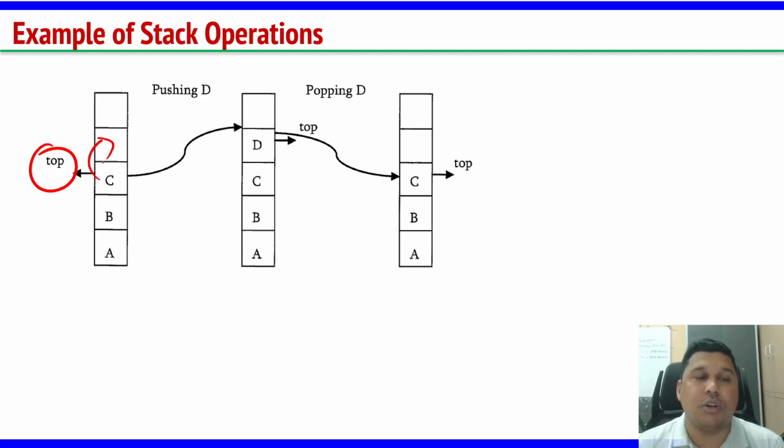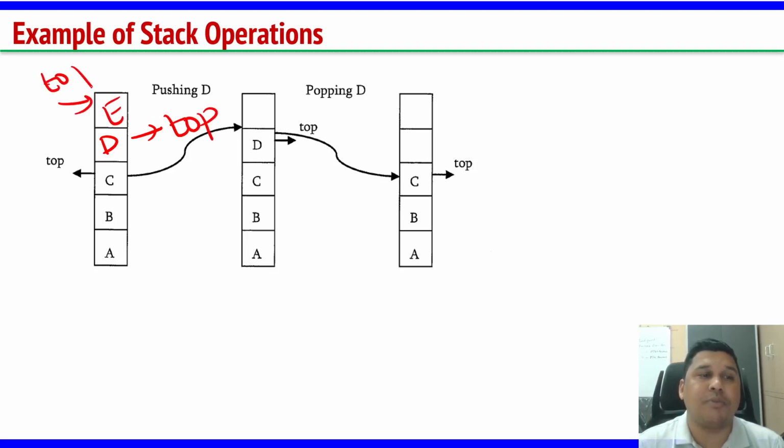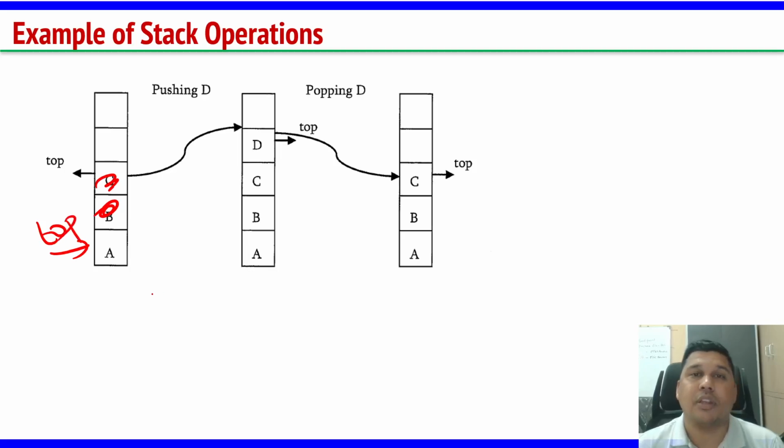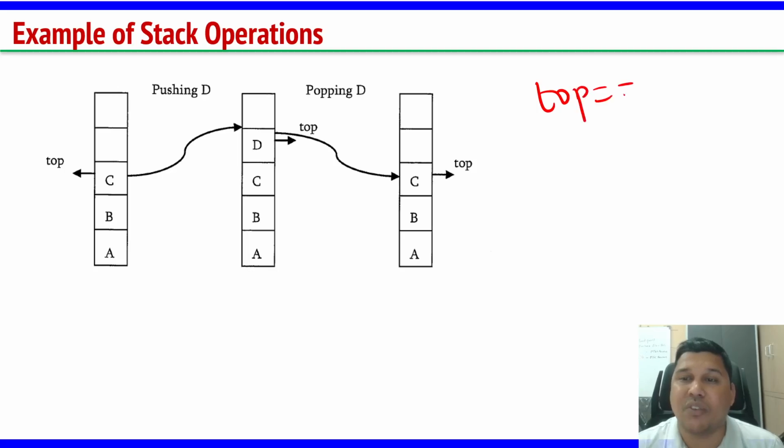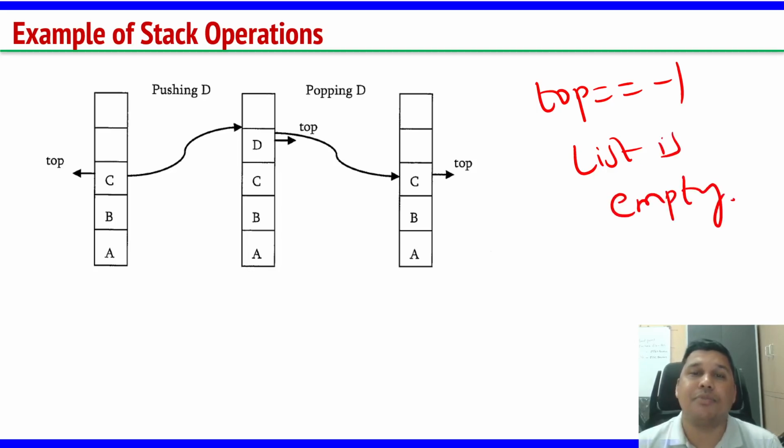Sometimes, if I insert D, this becomes my top. If I insert E, this becomes my top. If I keep deleting, if I delete this and this, everything, this becomes my top. If A is also gone, top will become -1. So whenever the top value is equal to -1, it means the stack is empty.